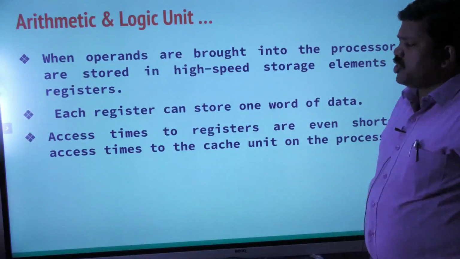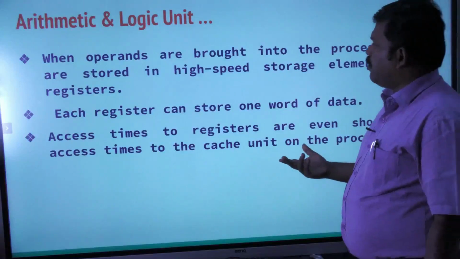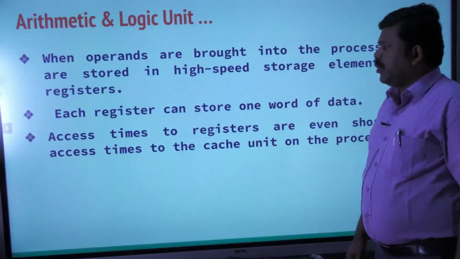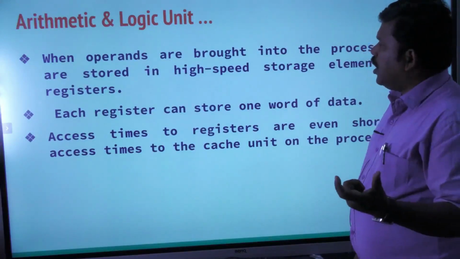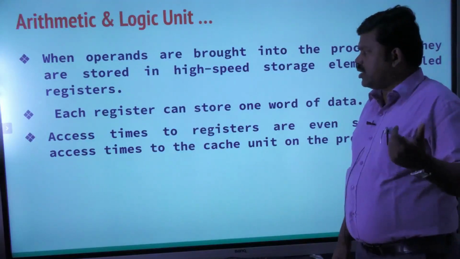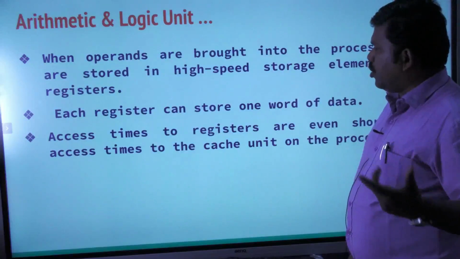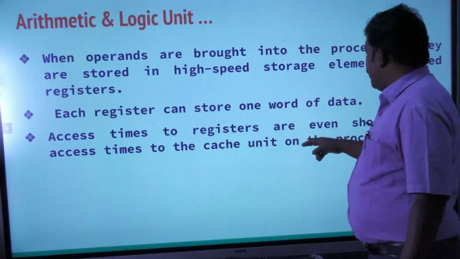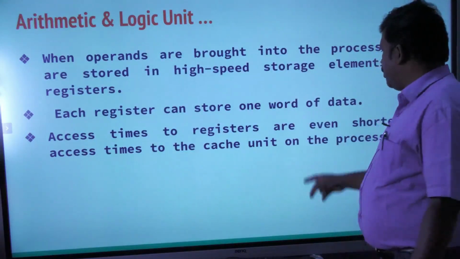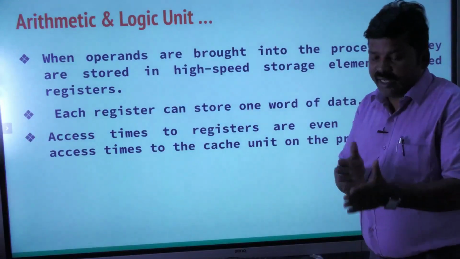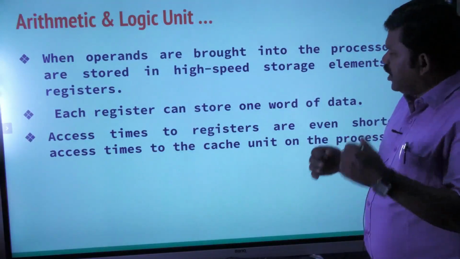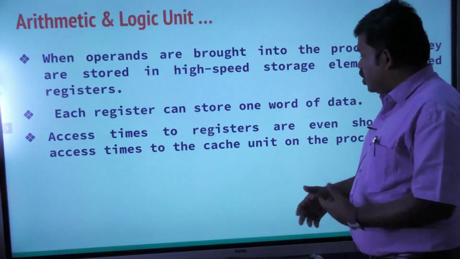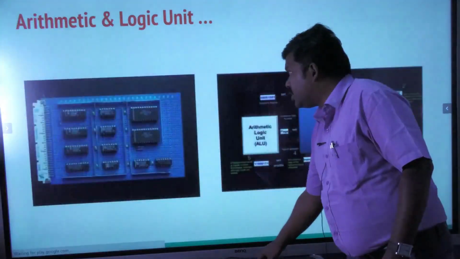There are a number of registers available, depending upon the architecture, for example 64. Each register can store one word of data, so at a time it can store one instruction. There are different categories of registers, such as the instruction register, data registers, accumulator, and program counter. Access time to registers is even shorter than the access time to the cache of the processor. So the time taken for data transfer between two registers is very low and it is executed in one clock cycle. Their execution speed is in clock rate, synchronized with the system clock.